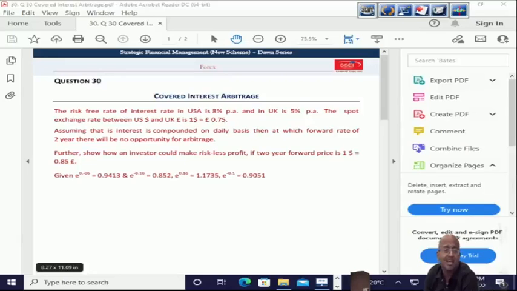Piyush Agarwal is saying in the solution arbitrage gain is in dollar terms. No, it is not in dollar terms. We started with pound, we ended with pound. The answer is in pound terms. You are mistaken.